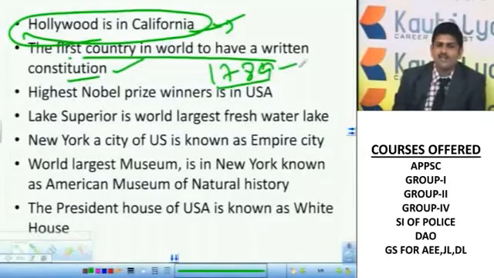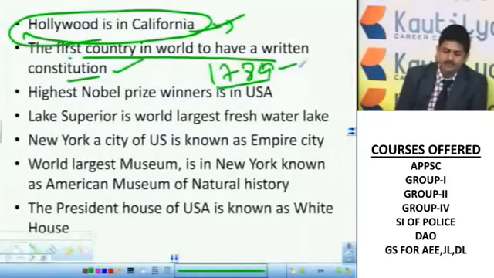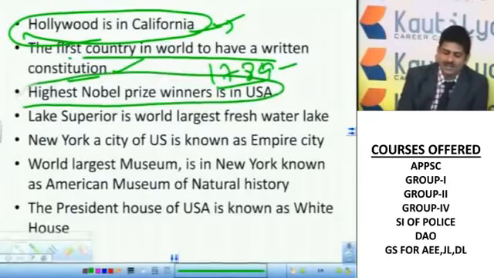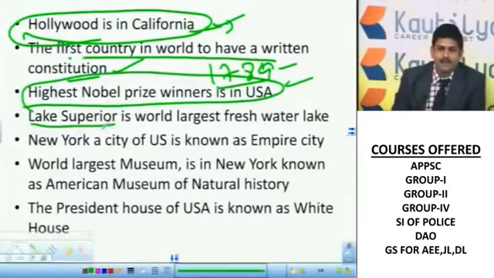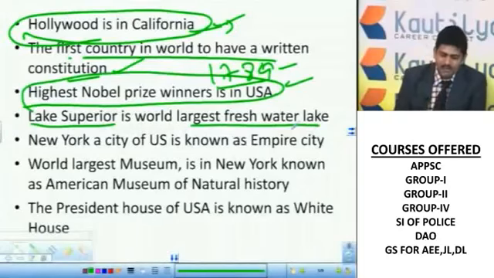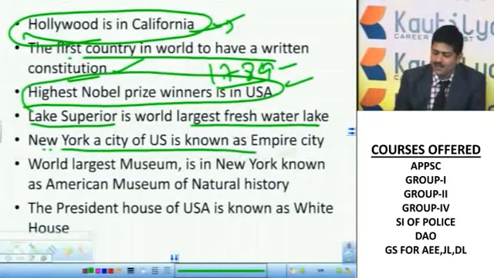It's a very rigid constitution, and the first written constitution in the world. Probably many politicians say that it is the best democratic nation in the world. The highest number of Nobel Prize winners are in the USA. Next, Lake Superior is in America, and we already discussed this when we dealt with the continents. It is the world's largest freshwater lake. Okay, Lake Superior.